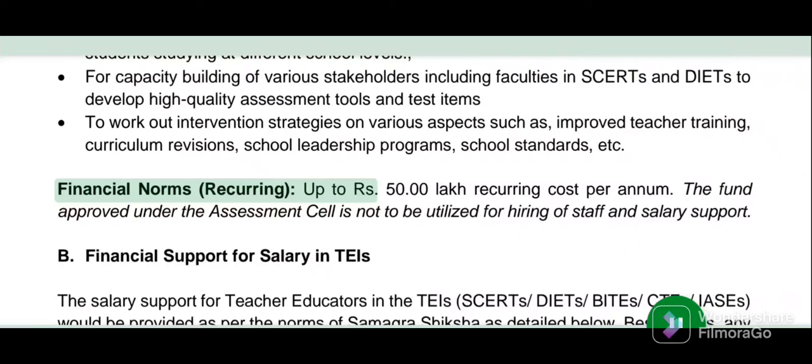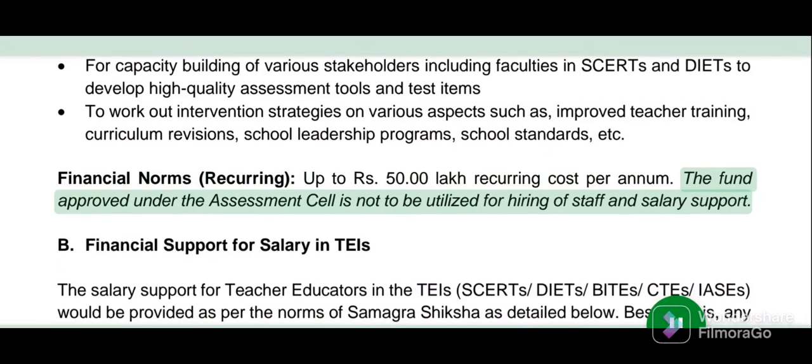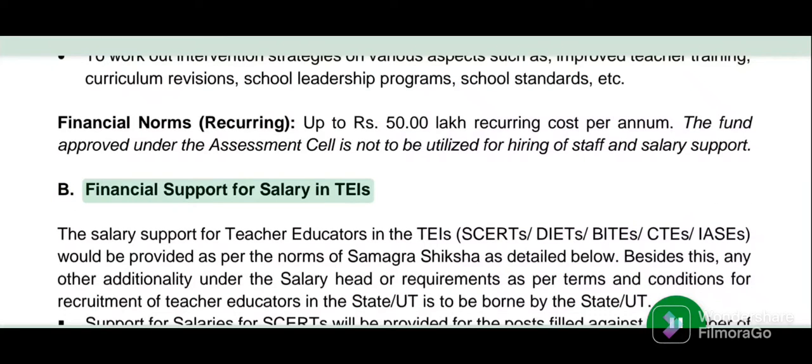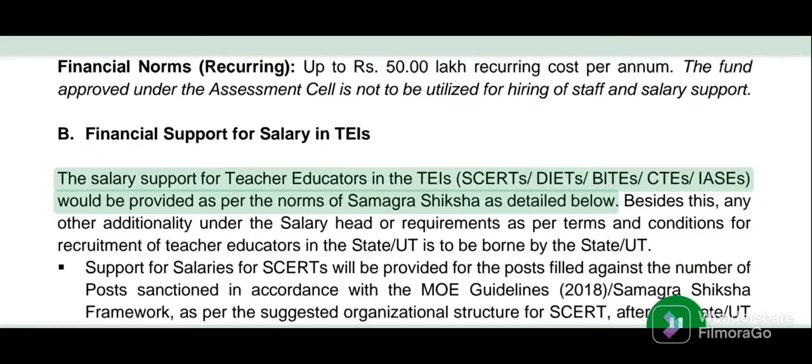Financial norms: recurring up to Rs. 50.00 lakh recurring cost per annum. The fund approved under the assessment cell is not to be utilized for hiring of staff and salary support. B. Financial support for salary in TEIs. The salary support for teacher educators in the TEIs, SCERTs, DIETs, BITEs, CTEs, IASEs would be provided as per the norms of Samagra Shiksha as detailed below.